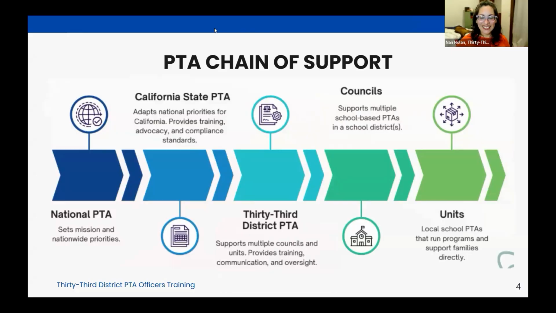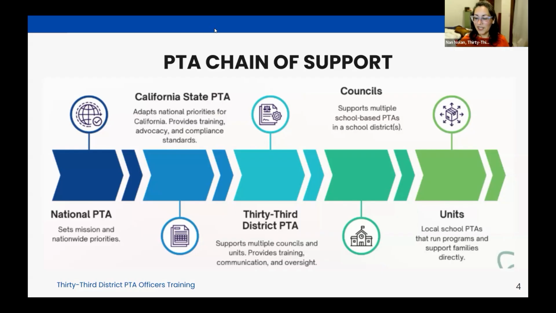So this slide is showing you the various levels of PTA and their focus, starting with national, a broad vision for everybody, going a little bit more detailed for California PTA, then filtering down to the districts. We are part of 33rd District, and then underneath 33rd District, there are councils, and under the councils, there are units.